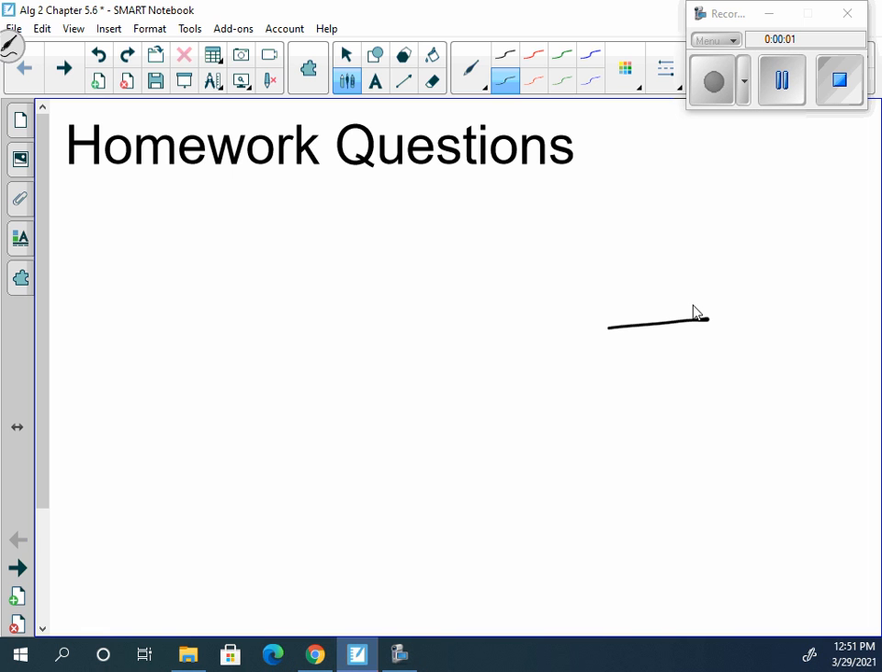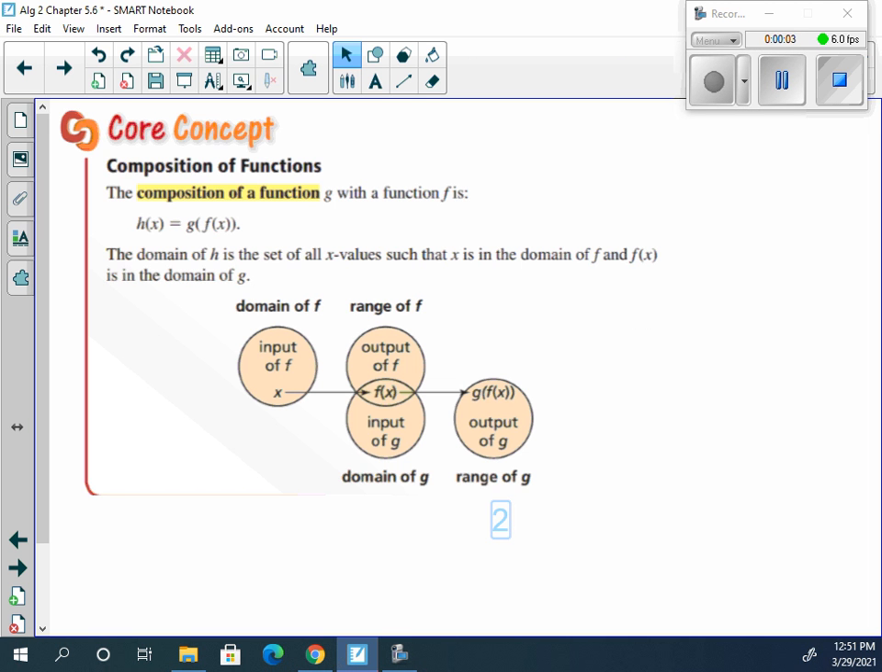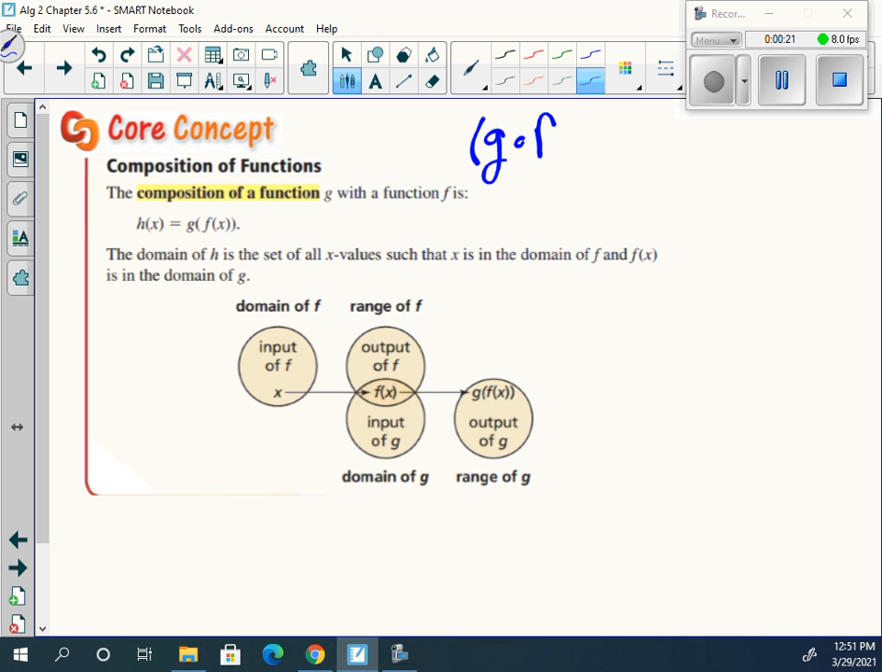Looking at today is composition of functions. So we're looking at f of g of x and g of f of x. We're going to define the composition function h of x as g of f of x. Now, it doesn't say this in here, but one of the ways that we can write these are g of f of x, or f of g of x.